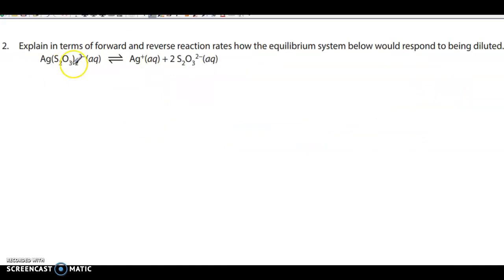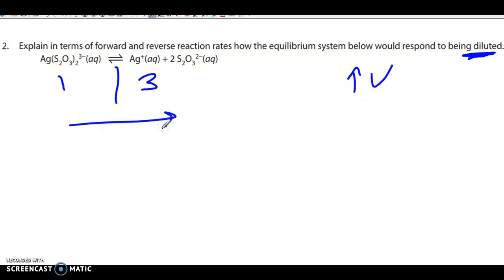Number 2, explain in terms of forward and reverse reaction rates how the equilibrium system below would react to being diluted. So we have more available solvent volume, right? So you're comparing the number of, in this case, ions. So we have 1 versus 3. So if it's being diluted, we want to occupy more ions in that available space. So we would shift towards the right.